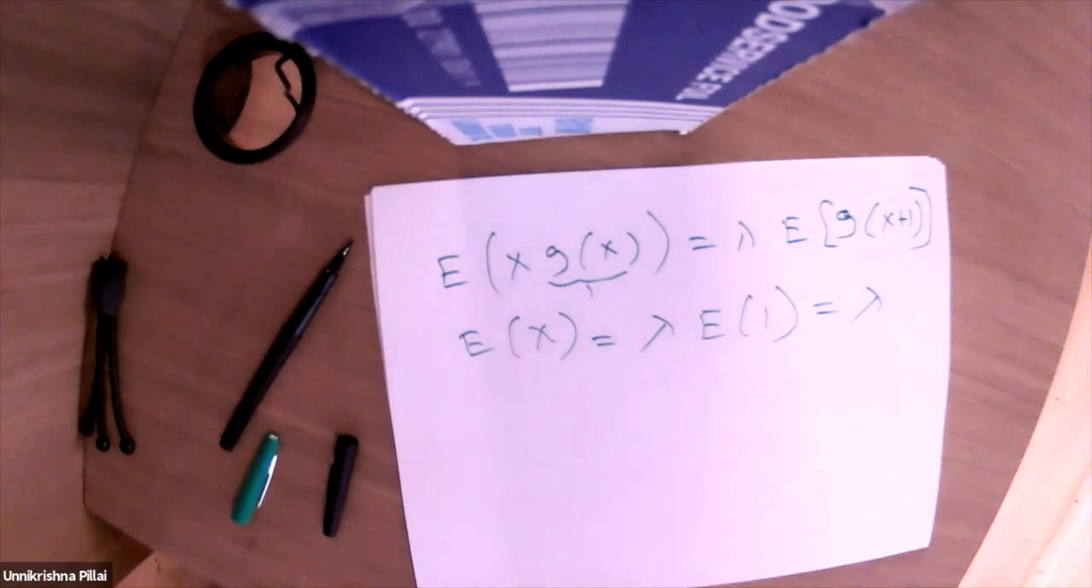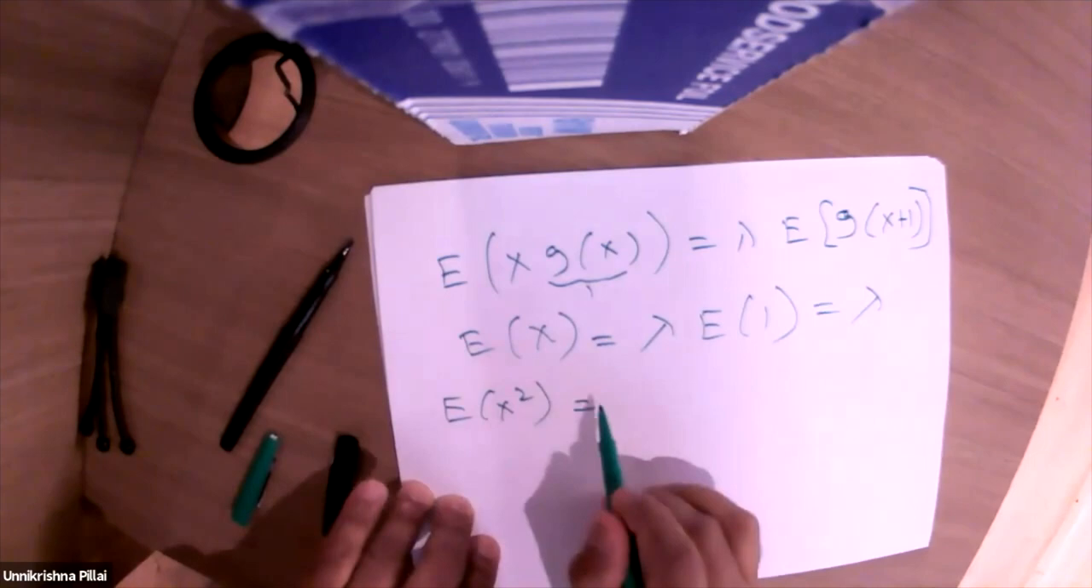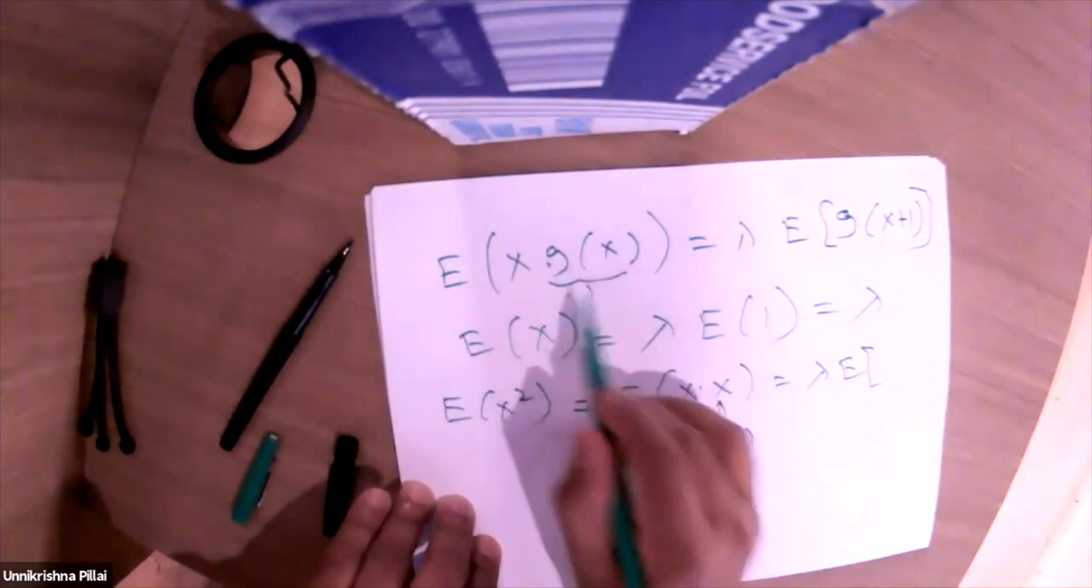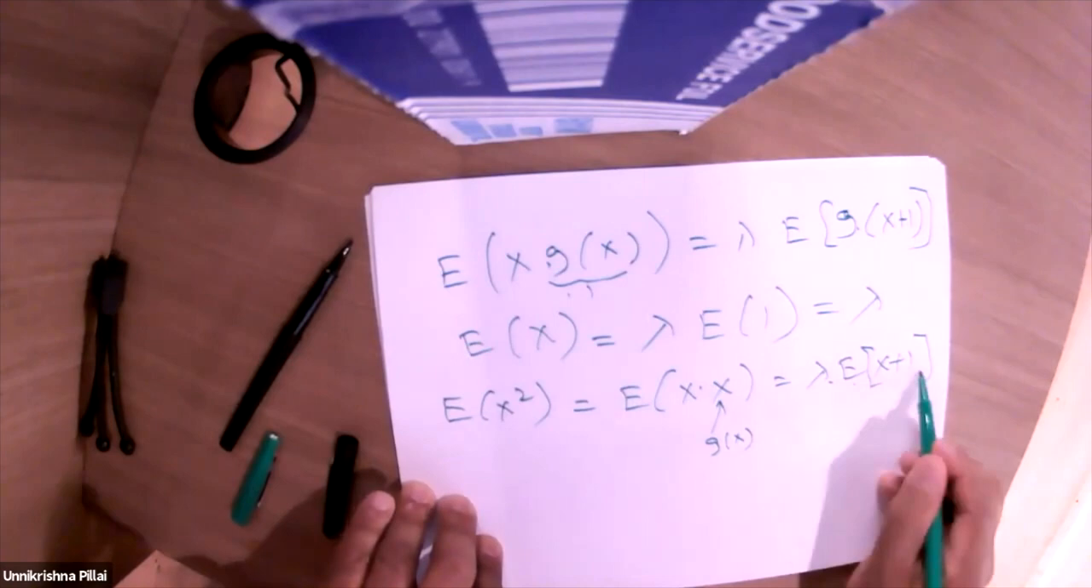Let's find out the expected value of x squared. So that's going to be, I'm going to write it as the expected value of x multiplied by x. So this must be your g(x). So this is going to be lambda multiplied by, look at the formula here. If g(x) is x, g of x plus 1 is x plus 1. But the expected value of x plus 1 is lambda plus 1. So you get lambda squared plus lambda.